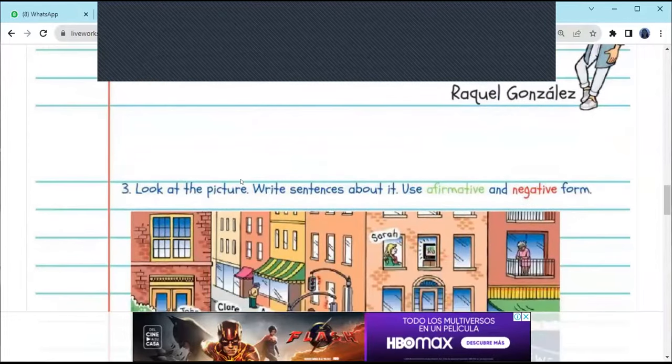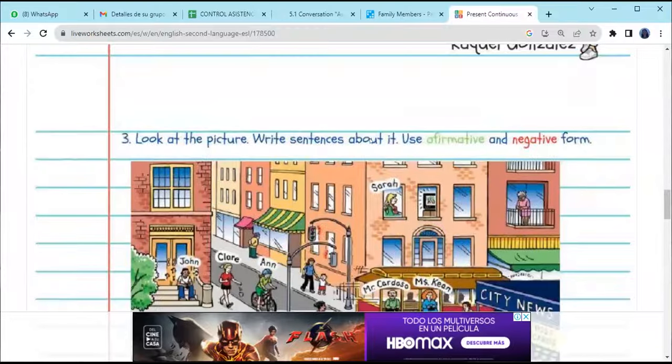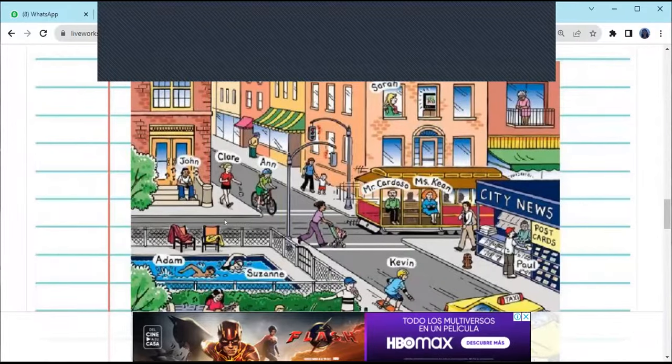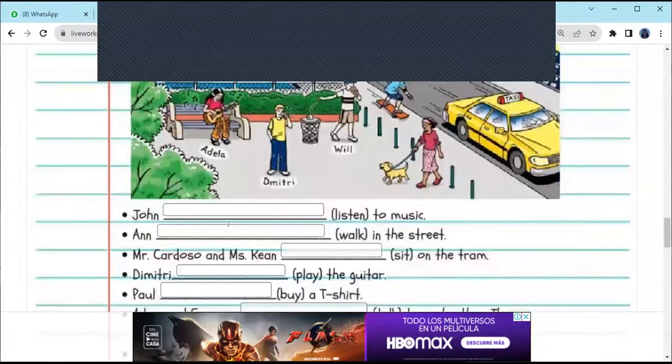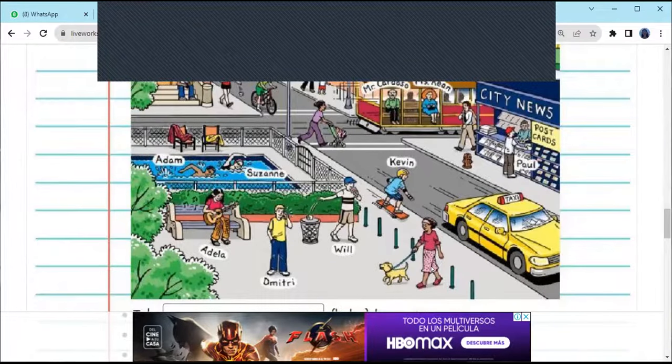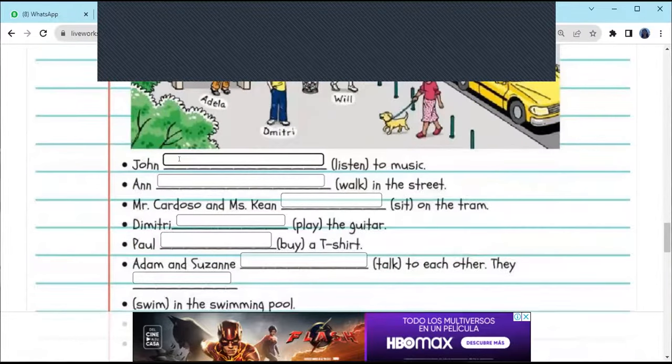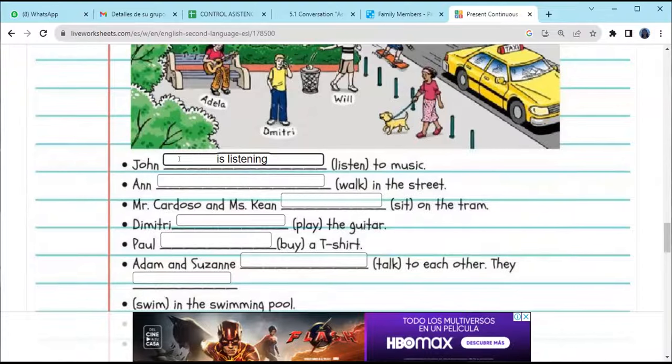My aunt, are traveling or is traveling? He's driving the car. And then we have here a picture and we are going to write about the picture using affirmative or negative forms. For example, look at the picture. What is John doing? He's sitting in front of the building. Is John reading a book? John is, remember, to be. John is listening to music.